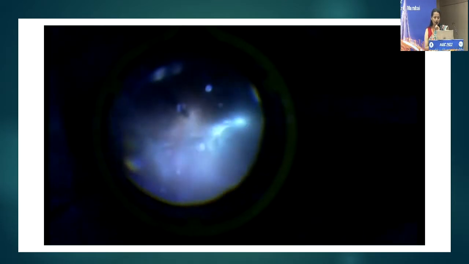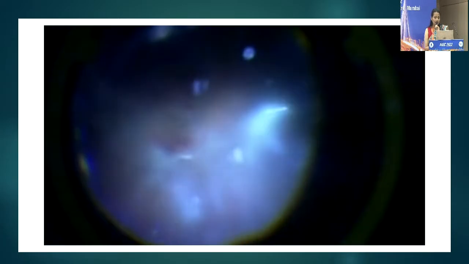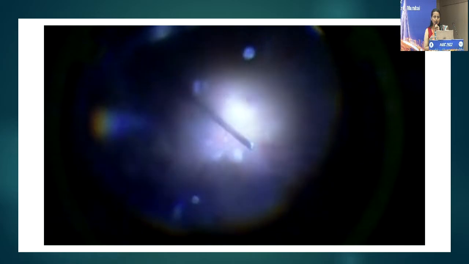Here, this is a case of endophthalmitis where I'm doing vitrectomy. You can see the vitreous exudates. The view is very hazy, and you have to do vitrectomy as and whatever extent possible.